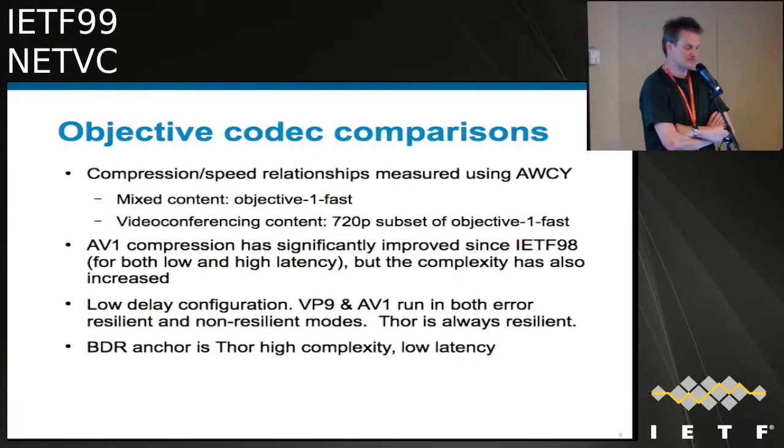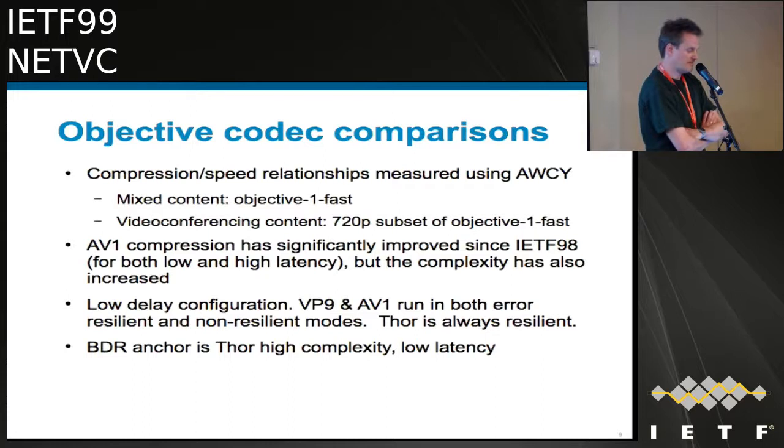So I'd also run some other experiments in RD compressed yet, looking at the objective numbers. I wanted to see how the compression and complexity trade-offs are looking. So I have been using two test sets, the regular objective one fast. I didn't use objective two fast because from time to time, the objective two fast test set breaks AV1. It might have been fixed now, but I made the test so that we could see how AV1 has been doing over time. So then I needed to do it with the old test sets. And also, I selected a subset of objective one, which is just video conferencing content. That would be the 720p subset of objective one fast.